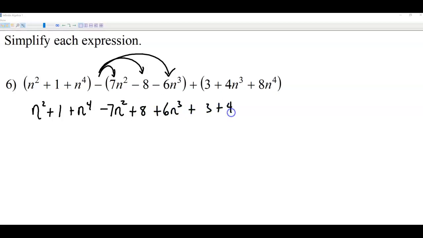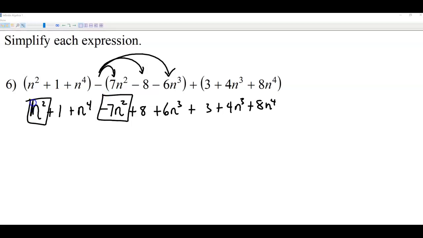But the rest of them will stay the same. After you do distribution, if it's required, you don't need parentheses anymore, and all you need to do is combine your like terms. Like terms are 2 terms that have the same variable and exponent. So we have an n squared here, another n squared here, and that's it. So we could put those together.